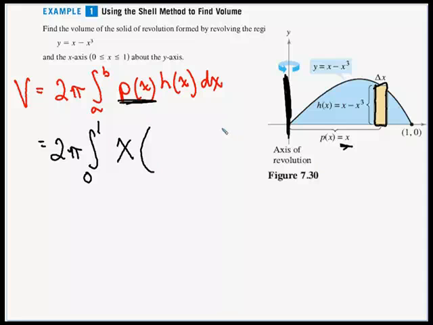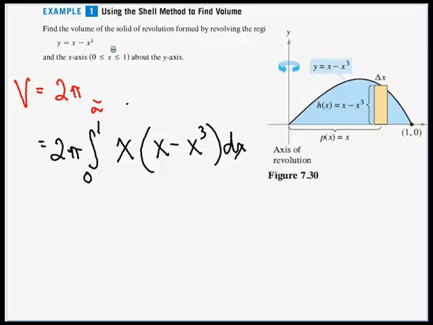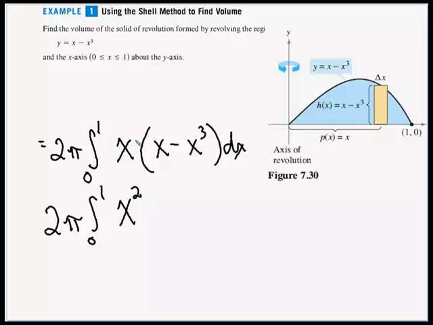And we're going to multiply that by h of x, which is the height of the rectangle. Here, what dictates the height of our rectangle is our curve, and the formula for our curve is x minus x to the third power. So the integral is set up. We're not quite ready to integrate yet, but we're really close. So let's distribute that x throughout the parenthesis. So 2 pi integrated from 0 to 1. Now we distribute that x. x times x is x squared. x times x to the third is x to the fourth dx.